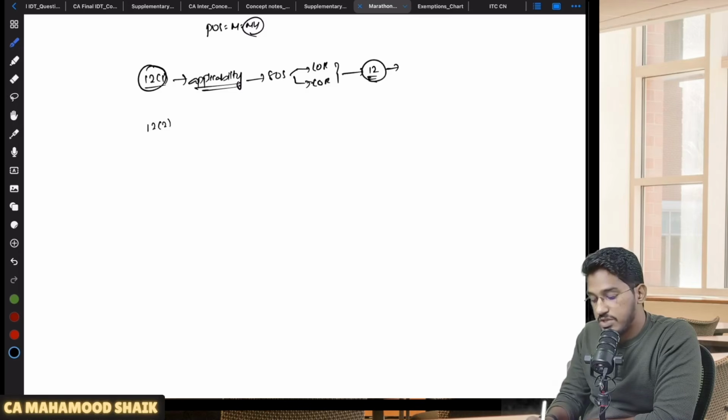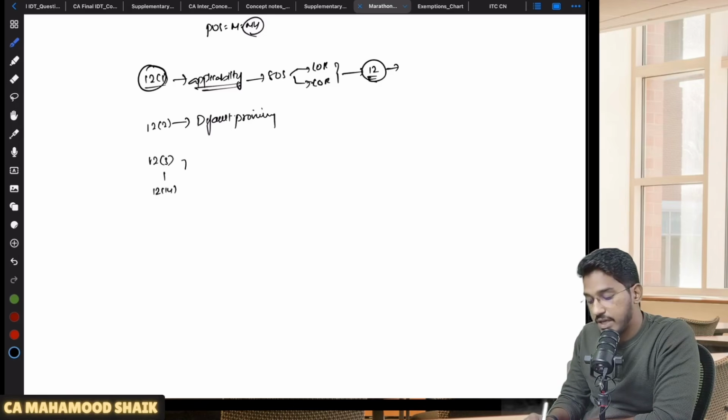Then we have 12 subsection 2, which we call default. 12 subsection 2 is a default provision. Default provision means what? I will come to that later. Then, starting from 12 subsection 3 till 12 subsection 14, we have various subsections. Each subsection will be talking about a specific kind of service and how to determine the place of supply.